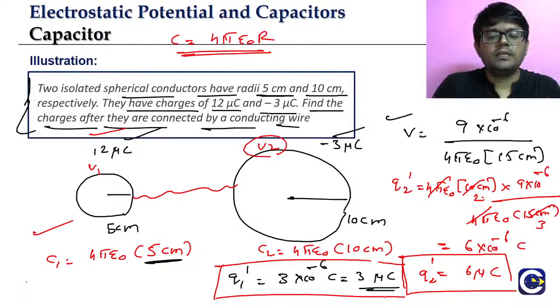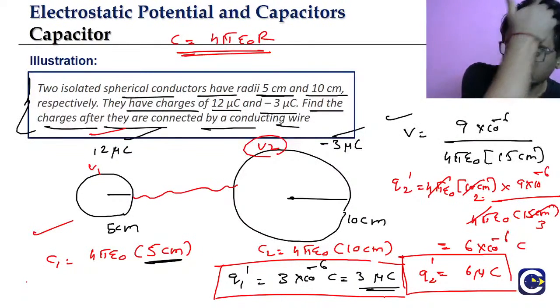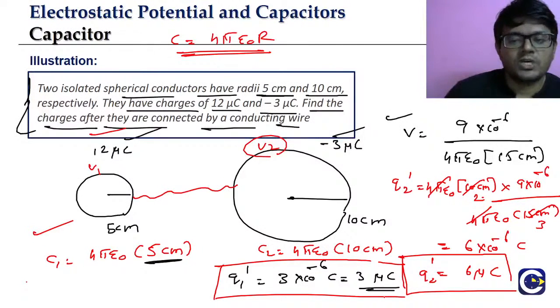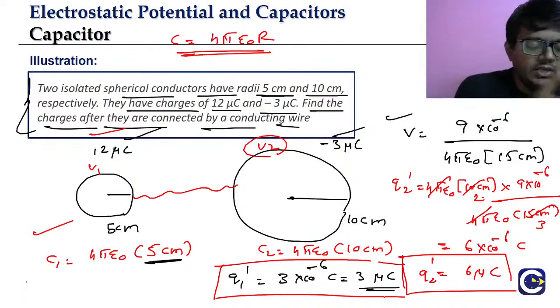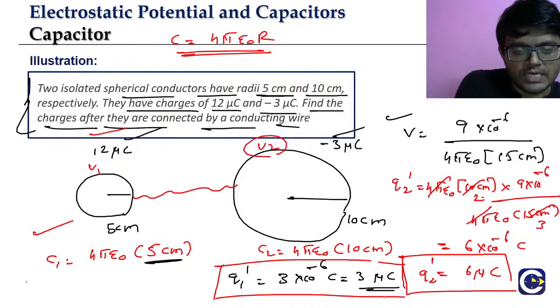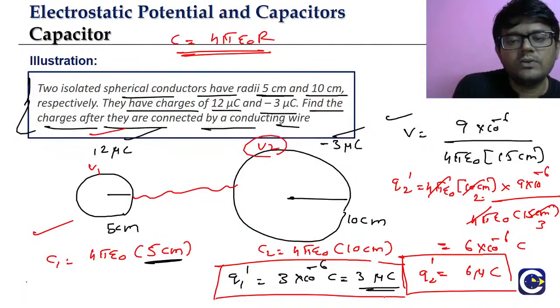So what we are doing is, when we connect the two spheres, we find the final common potential value first. For that we can either use the formula C1 V1 plus C2 V2 by C1 plus C2, or we can use Q1 plus Q2 divided by C1 plus C2. From that we get the common potential. Once we have the common potential, what is the final charge on capacitor 1? C1 into V, that's all. What is the final charge on capacitor 2? C2 into V.